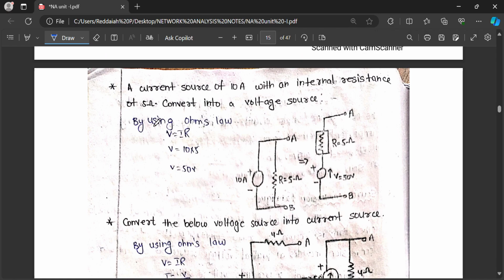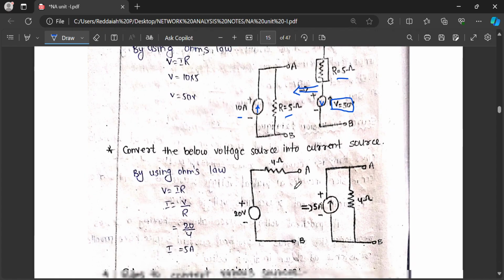A current source of 10 amps with internal resistance 5 ohm. Convert it into a voltage source. The current source is 10 amps, and the parallel resistance is 5 ohm. We want the voltage source: V equals I into R, 10 into 5 by Ohm's law, that is V equals 50 volts. The series resistance should be 5 ohm. From this you can also convert back: 50 by 5 is 10 amps. For a current source, don't forget to indicate the arrow mark, downward or upward, based on the current direction given.